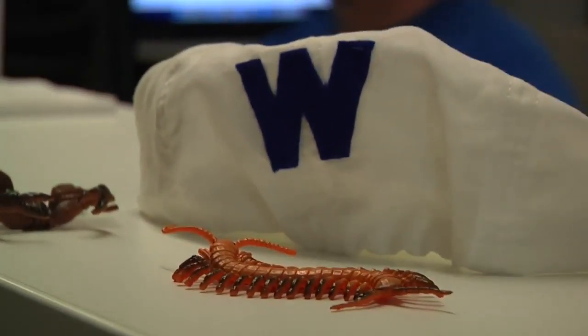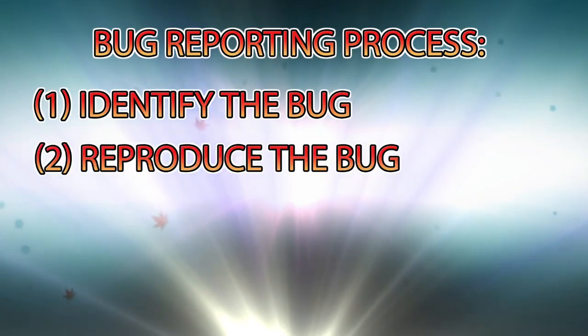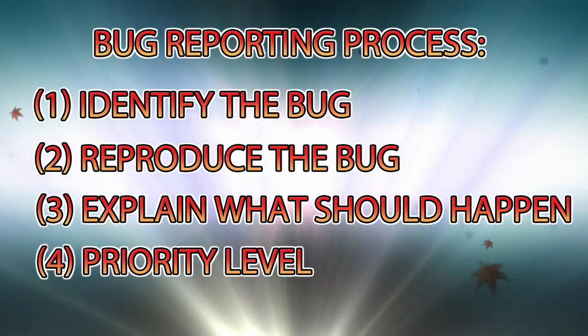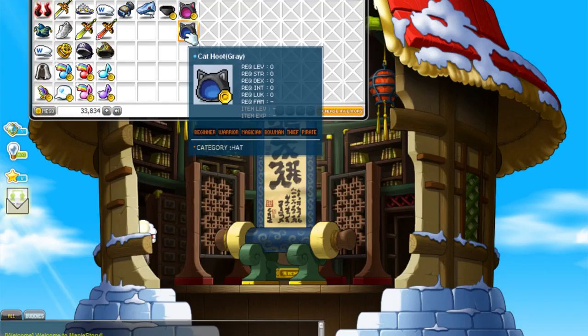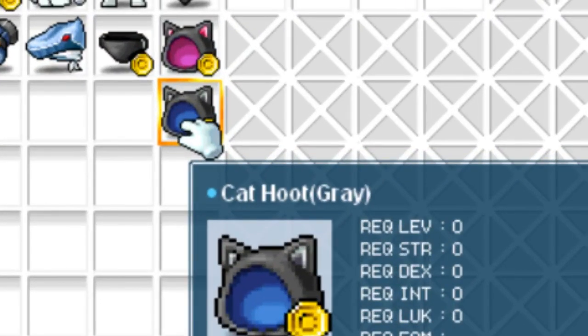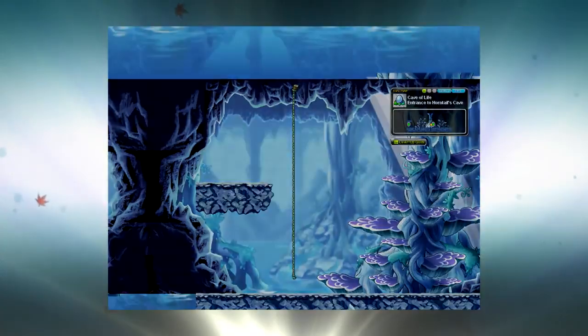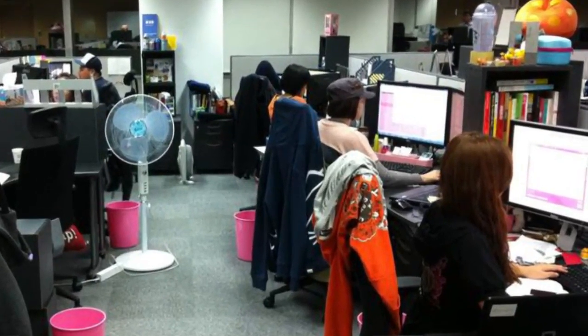If it can be reproduced, the QA team member enters it into our bug database, identifying first what the problem is, second, how to reproduce it, third, what the game should do if the bug is corrected, and fourth, how high a priority level it should have. For instance, bugs that could crash the game obviously have a higher priority than misspelled text. When possible, the tester also includes screenshots or video capture of the bug. All of this specificity helps the developers zero in on the problem and fix it faster.